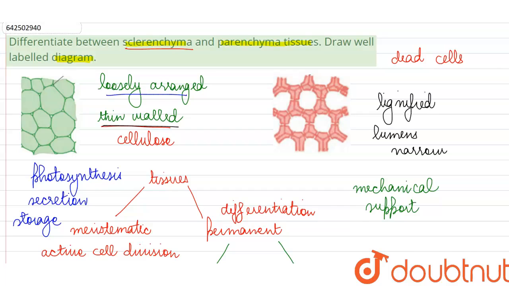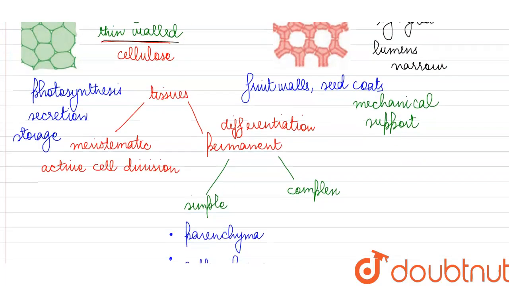So such sclerenchymatous tissue is going to be found in the walls of fruits, the seed coats, such sites in the plant body, even the pulp of fruits. Whereas parenchyma cells, because these are living cells, we are going to find them in plant parts such as leaves, stem, roots, all of these.